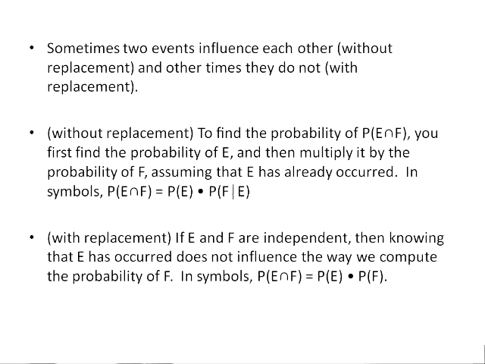But with replacement, if E and F are independent, then knowing that E has occurred does not influence the way we compute the probability of F. So all we have to do to find the probability of the intersection of E and F is to multiply the probability of E by the probability of F.